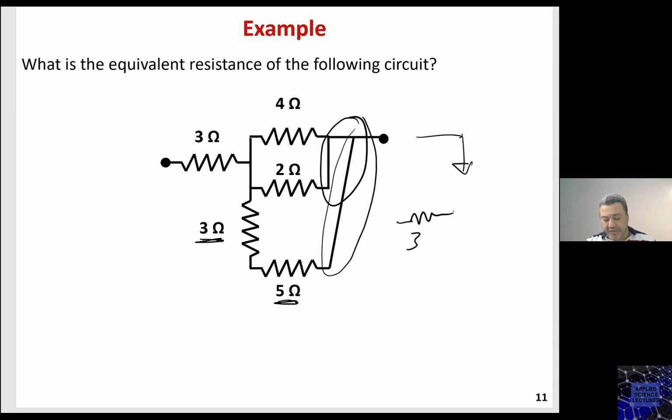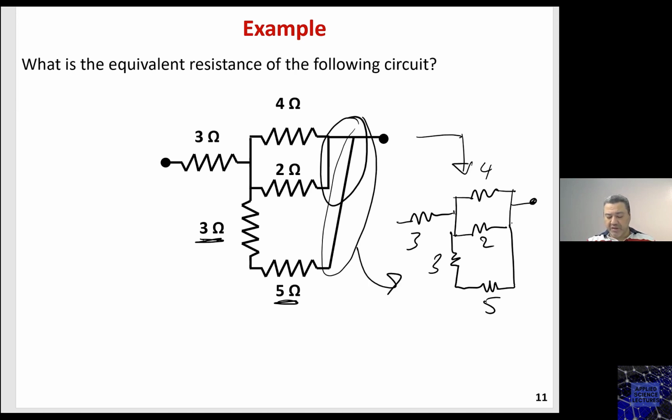So this is the 3, and this is the 4, this is the 2, and then from here I have the 5, and then I have the 3. 3, 5, 2. So basically, this is this. Now I know that the 3 and 5 are in series, then I can now simplify this further.